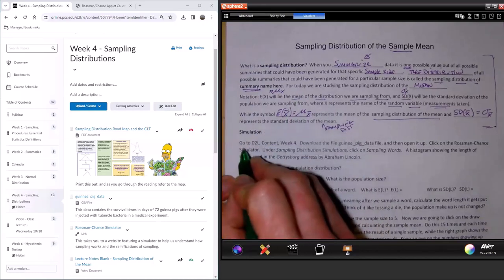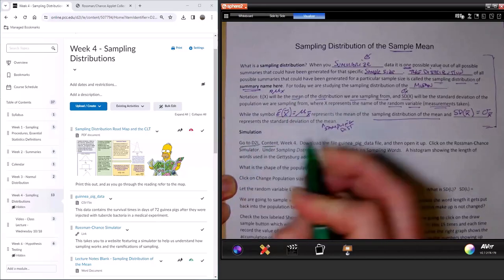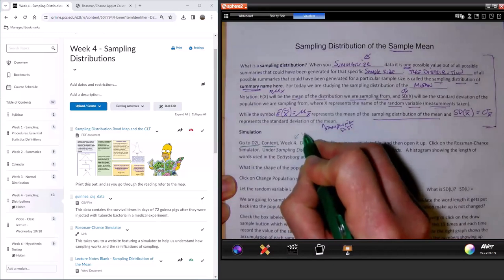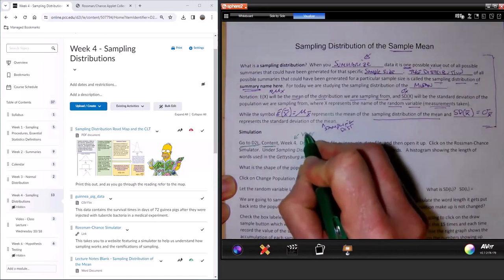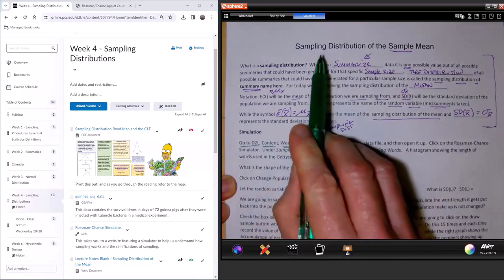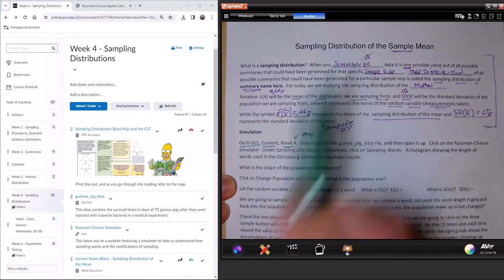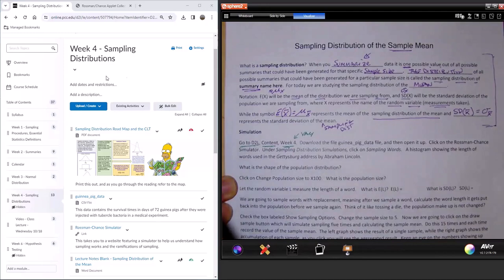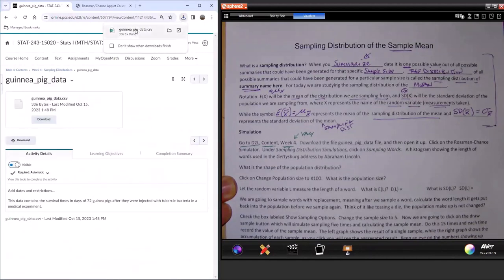So we're going to go to D2L, go to content, and of course, this is going to vary depending on term and course. But we're going to go to the location where currently resides the sample distribution of the main material. And here I have a particular course, and what we're going to do is download this guinea pig data. So I'm going to come over here and just download it, and I'll go somewhere, and I'm going to open it up and go back.